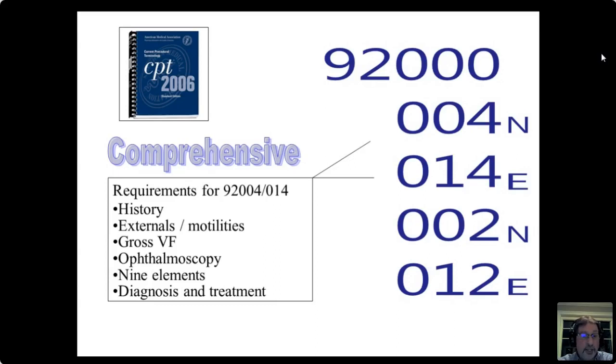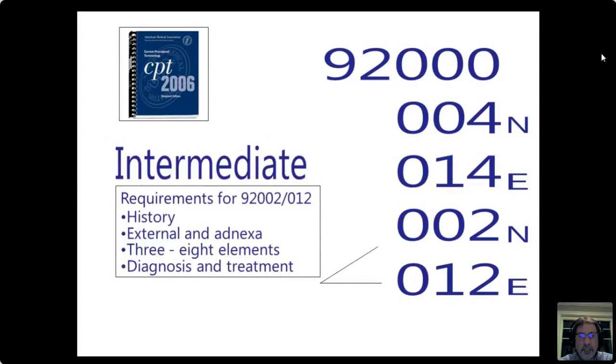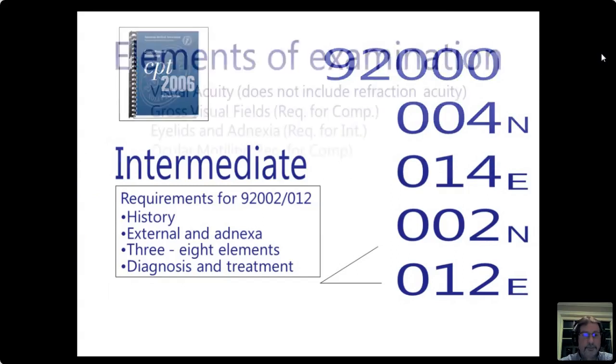For the comprehensives, you need an externals and motilities. You need a gross visual field, such as confrontation fields. You have to do some level of ophthalmoscopy, meaning you're looking into the back of the eye. Included in those 2, you need a total of 9 elements of an eye exam, and you need a diagnostic and treatment plan. And intermediate is very similar. You need the history. With this, they want to see that you looked at the external and adnexa of the eyes, and you need 3 to 8 elements of the exam, along with the diagnostic and treatment plan.